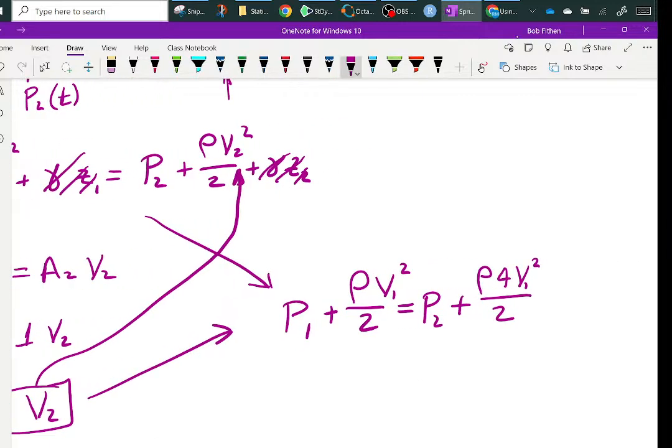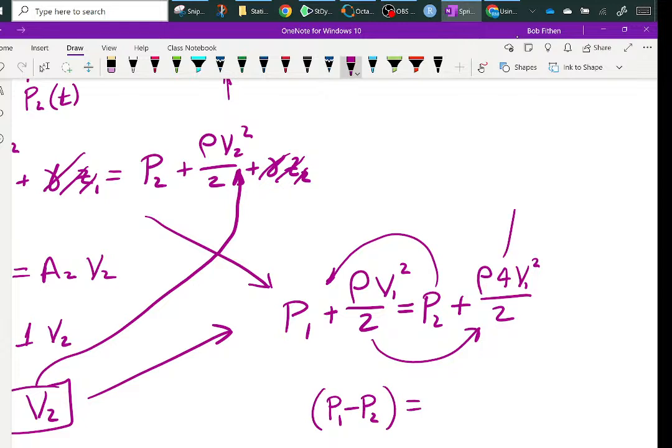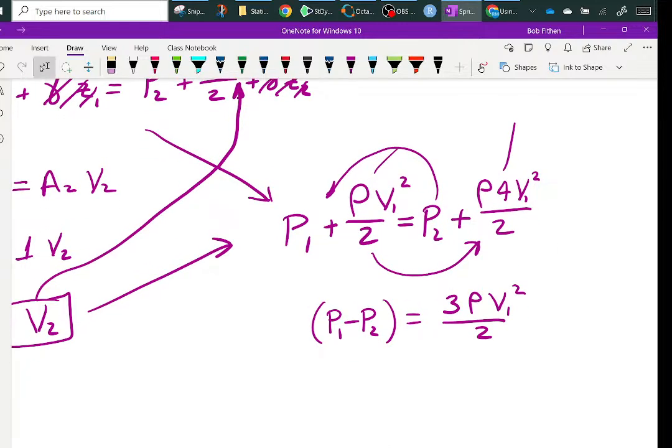Depends on the way you want to do this. I could move this over here and this over here and say P1 minus P2 is equal to, you take 4 and you take off 1, so you get 3 rho V1 squared over 2. Now, if you know your material, let's just say it's water.